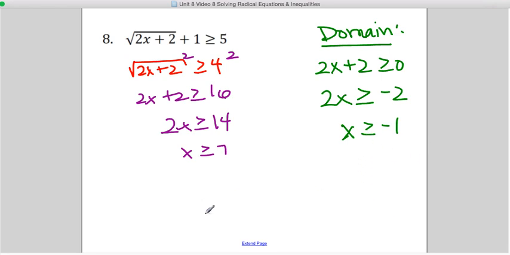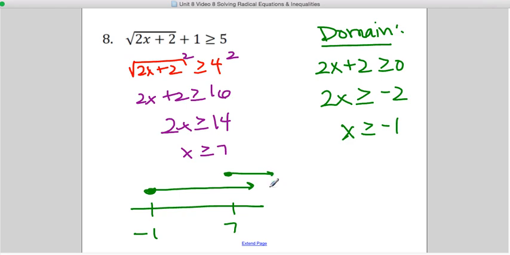Okay. Once again, let's look at this one. Negative 1 and 7, so x is greater than or equal to negative 1. X is greater than or equal to 7. So where are both my answers? They are here and onward. So my answer is just x is greater than or equal to 7.